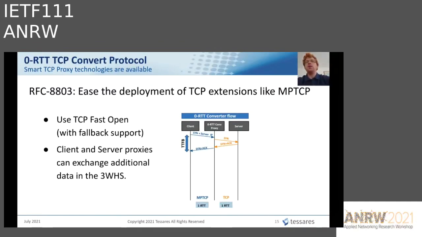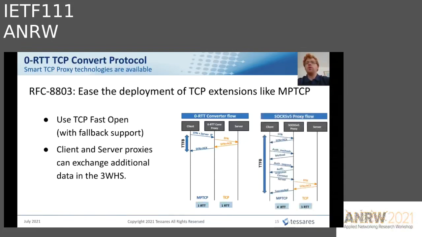Technically, it uses TCP fast open, with fallback support of course, to carry information about the end server. Note that the client and server proxies can exchange additional data in the three-way handshake, for example, to support an additional authentication part. If we compare the flow to initiate the connection, it is a lot shorter than solutions like SOCKS v5 used in Korea with their Giga LTE.